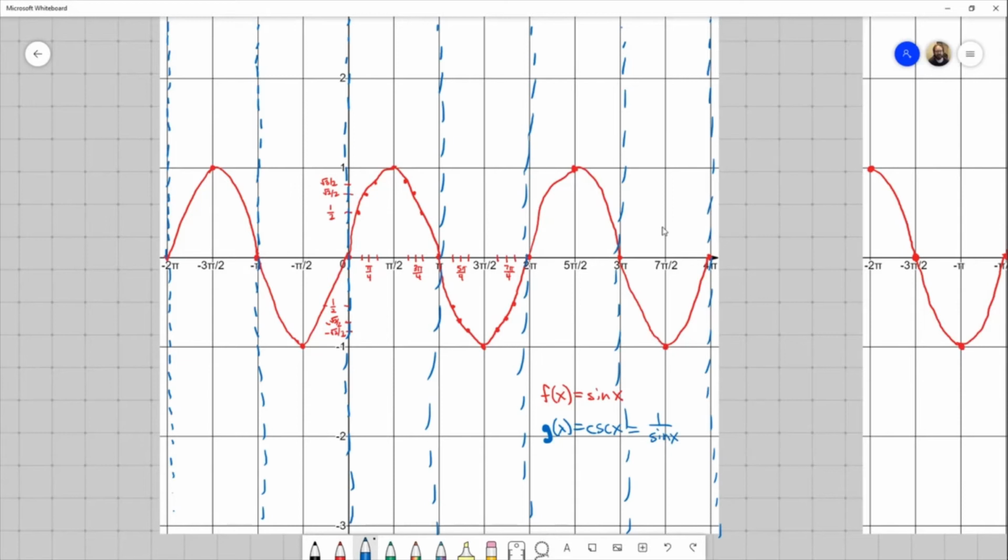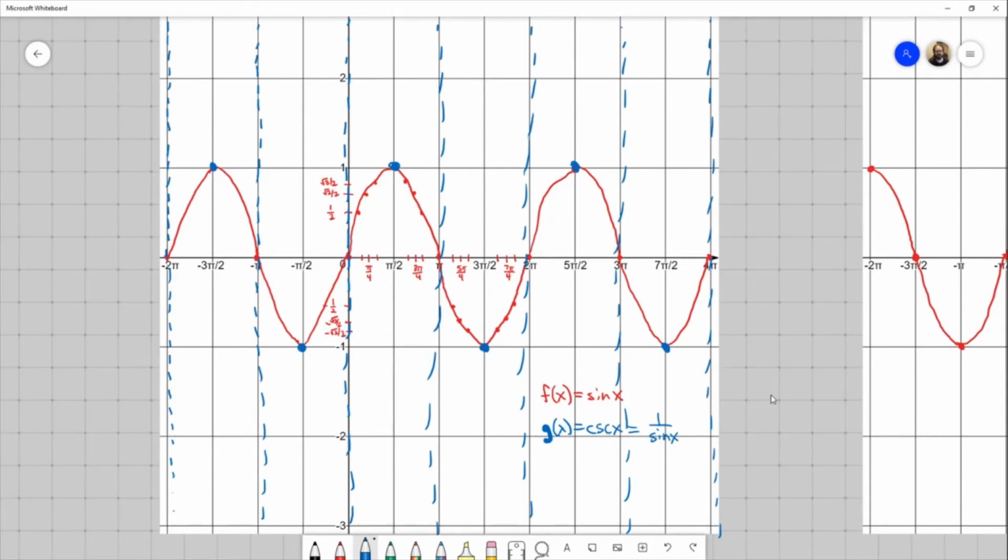Now, wherever sine is 1, cosecant is also going to be 1. 1 over 1 is equal to 1. So we can plot some of those points for cosecant here. Wherever sine is equal to 1, cosecant is going to be 1. Wherever sine is equal to -1, cosecant is going to be -1. 1 divided by -1 is -1.